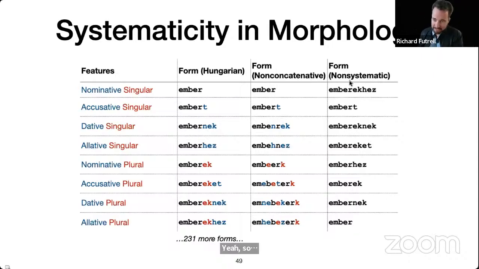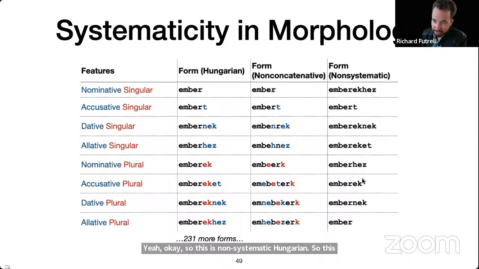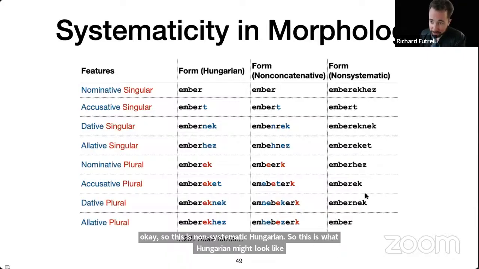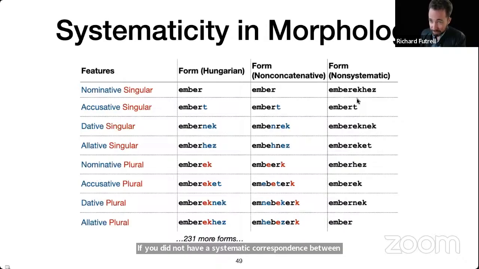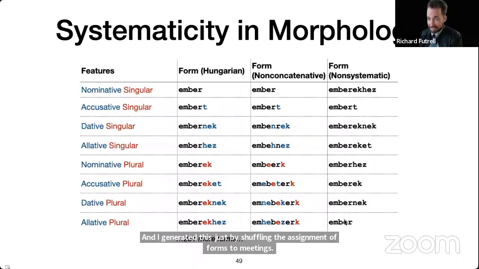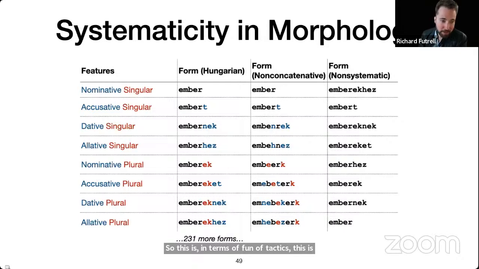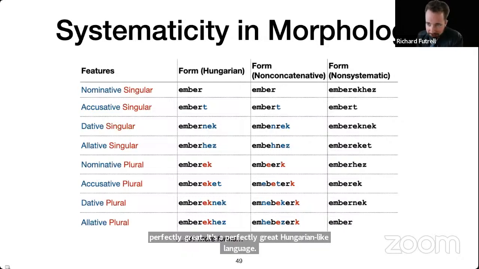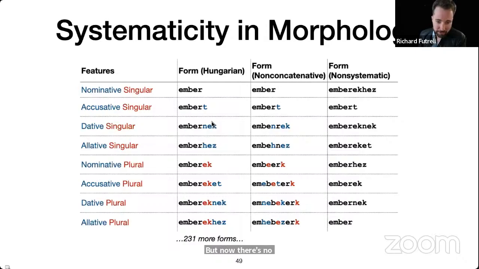So this is non-systematic Hungarian. This is what Hungarian might look like if you did not have a systematic correspondence between the grammatical features and the parts of the form here. I generated this just by shuffling the assignment of forms to meanings. In terms of phonotactics, this is perfectly great. It's a perfectly great Hungarian-like language. But now there's no longer any systematic relationship between the forms and the meanings.